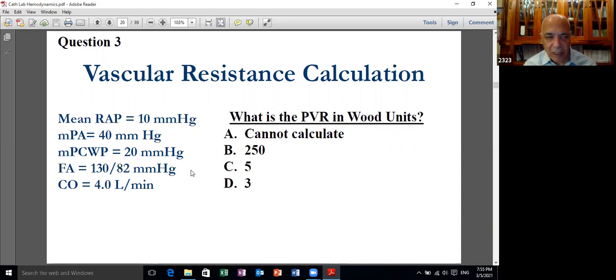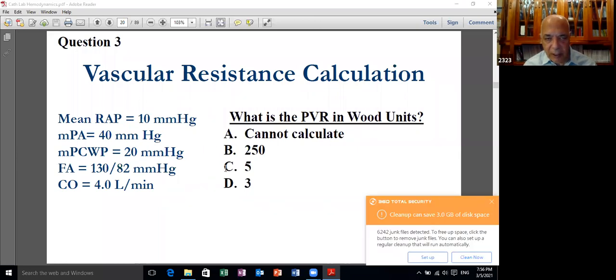So it's an easy thing. You want to calculate the pulmonary vascular resistance, so you subtract the 20, which is the pulmonary capillary wedge pressure, from 40, so that's equivalent to 20 divided by 4. So the correct answer is C, or 5.